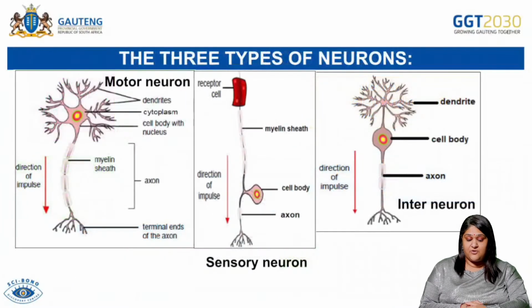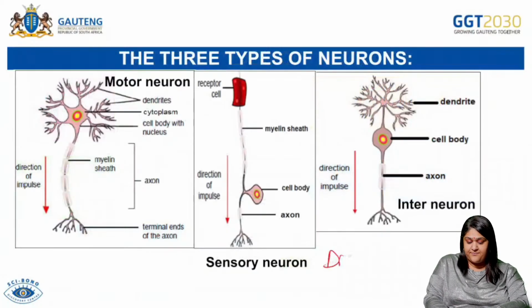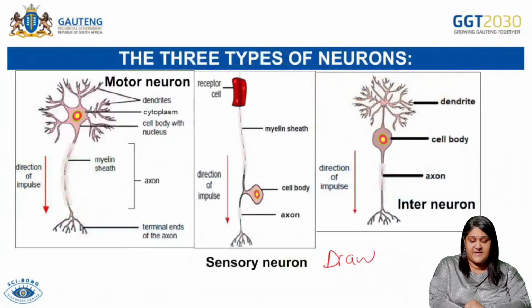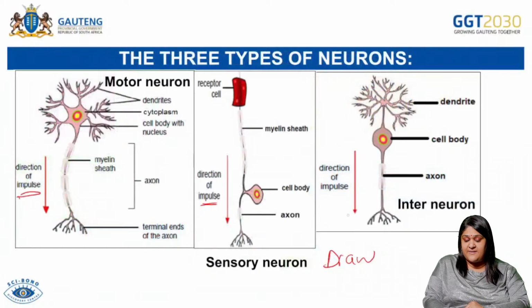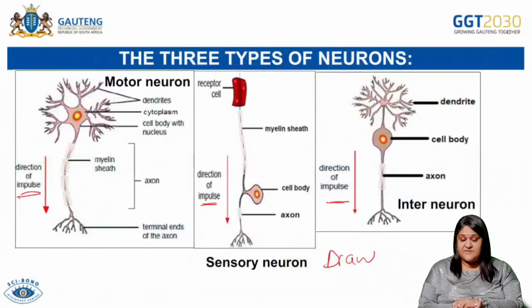The three types of neurons are the motor neuron, the sensory neuron, and the interneuron. Okay, you need to know them. You need to know how to draw them. You need to know the structure and function. Once again, you need to know how to draw them. You need to know the direction of the impulse, very important in each one of them. And yes, that is basically it.